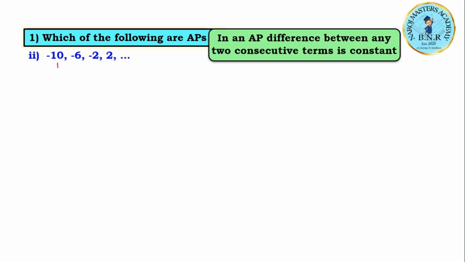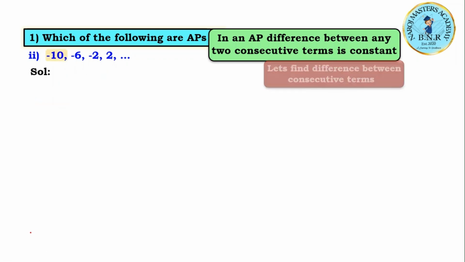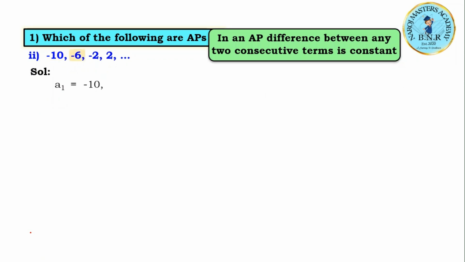Look at here. Minus 10, minus 6, minus 2, and 2. We see that minus 10 is the first term, that is A1. And A2 is minus 6, A3 is minus 2, and A4 is 2. Now our task is to find the difference between any two consecutive numbers. So A2 minus A1: minus 6 minus of minus 10. Minus 6 plus 10 equals plus 4.